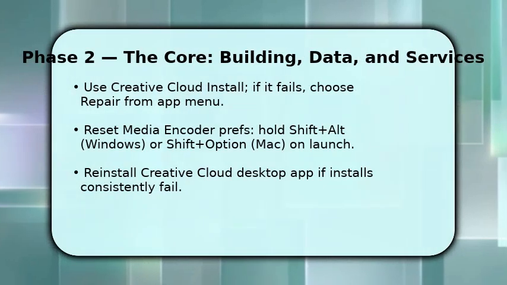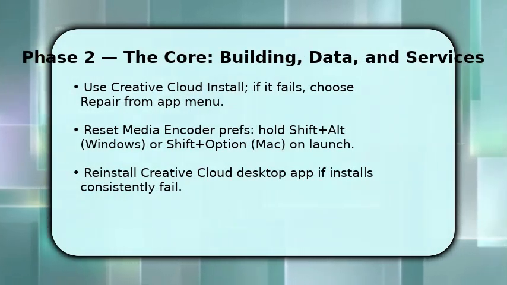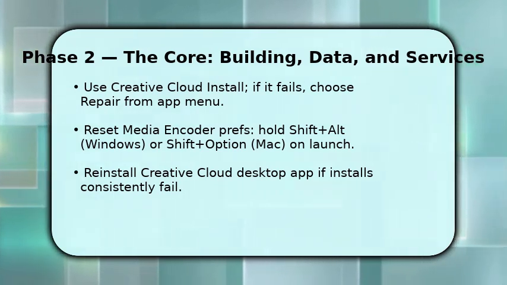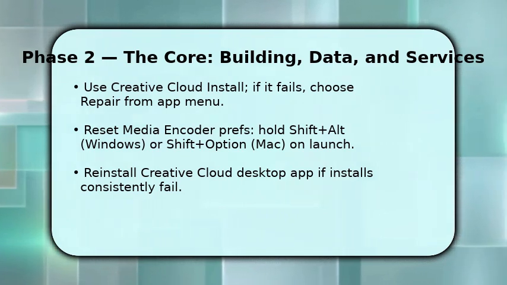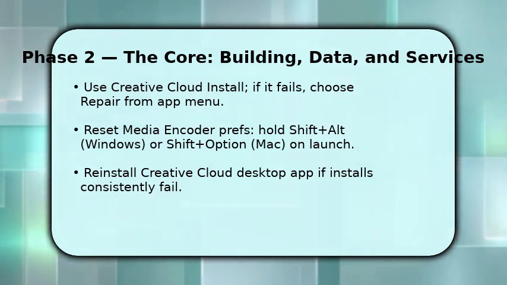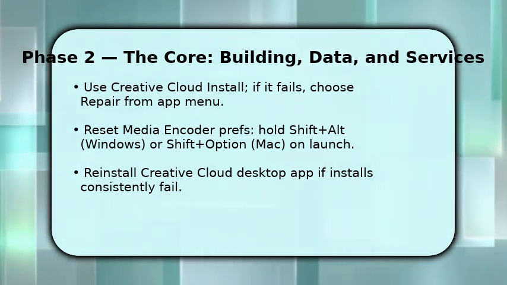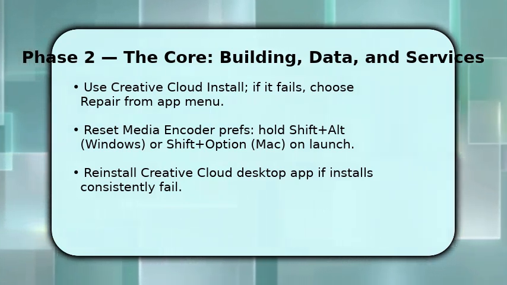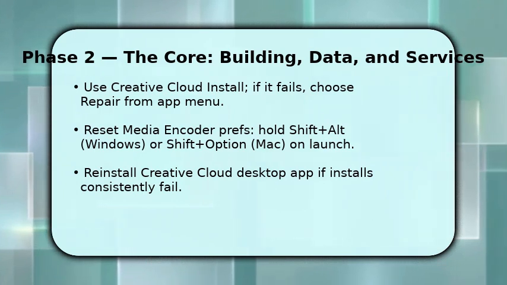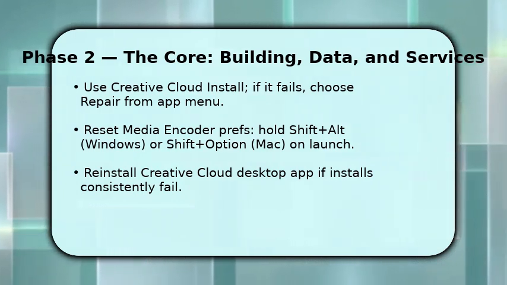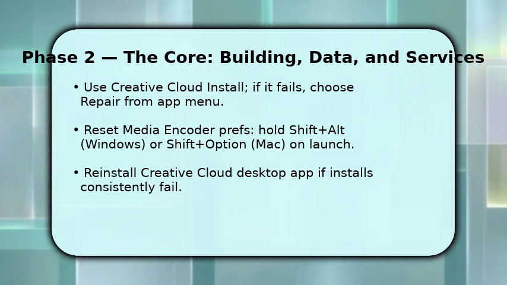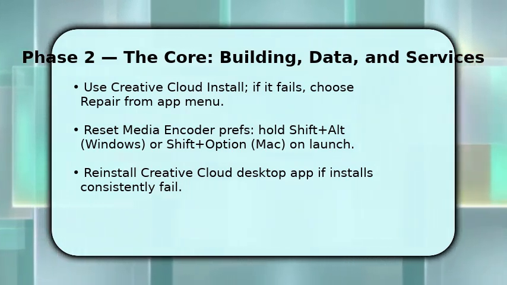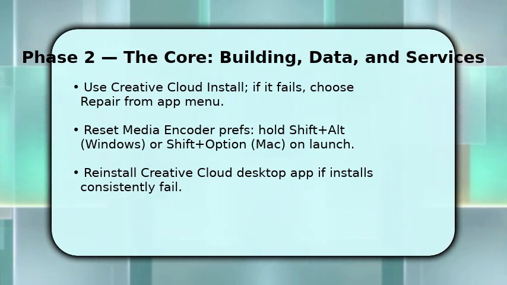You now handle the complex middle steps. Run the Creative Cloud installer to add Media Encoder, and if it fails, select Repair from the App menu. This fixes corrupted installers. Once installed, launch Media Encoder while holding Shift+Alt on Windows or Shift+Option on Mac to reset preferences. This clears cache conflicts that block Premiere integration. If installation still fails, uninstall and reinstall the Creative Cloud desktop app, because a broken CC client often prevents background package installs and permission handshakes.